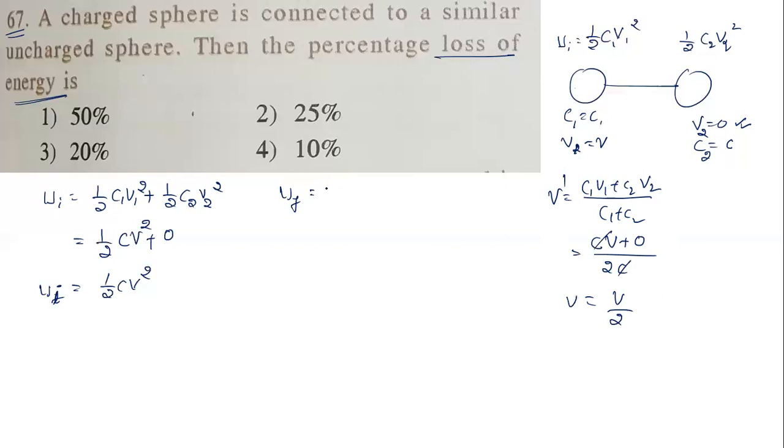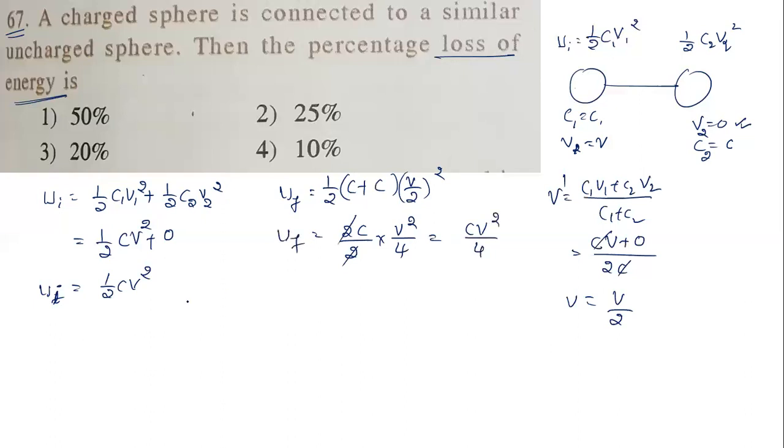Now this is the final energy, 1 by 2, C1 is C, C2 is C, into common potential, which is V by 2 whole square. It will become what now? It is 2C by 2 into V square by 4, and this is going to cancel. You'll get CV square by 4, that is the final energy.